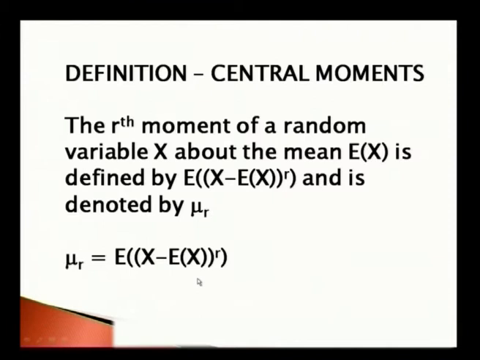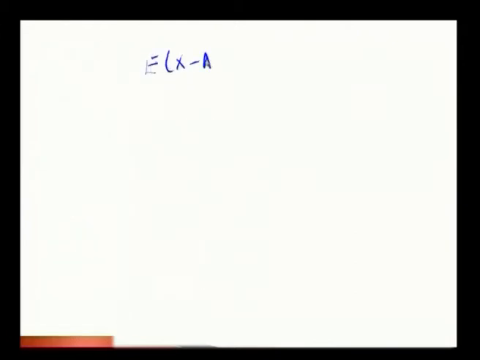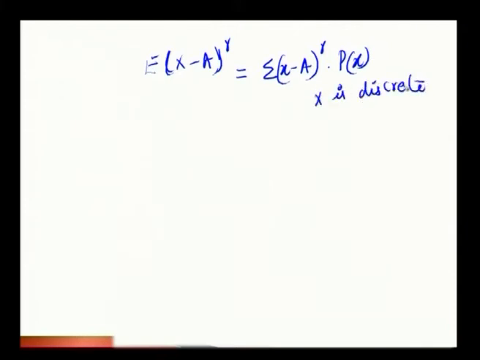So, here also according to the definition you can have this as expectation of x minus a whole power r. This is equal to summation x minus a whole power r into p of x if x is discrete, and this is also equal to integral x minus a whole power r into f of x dx if x is continuous.